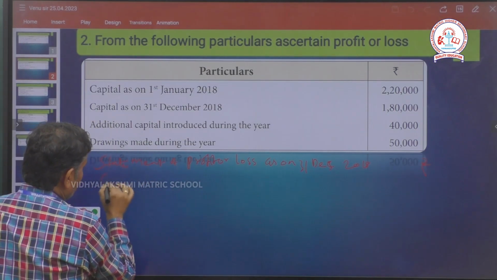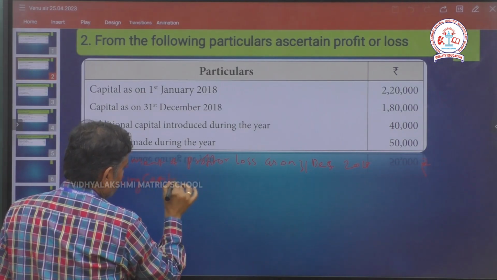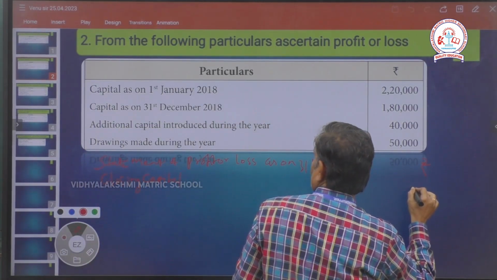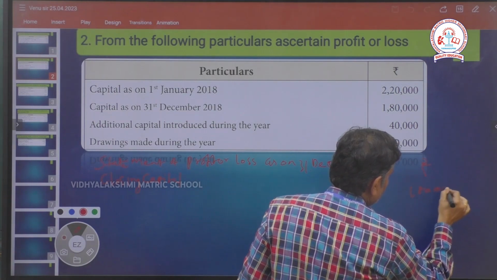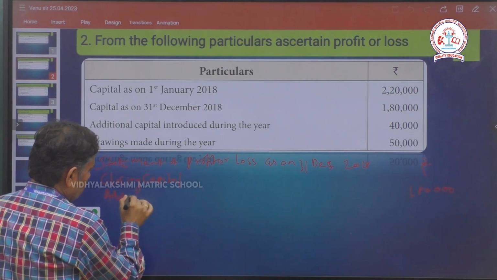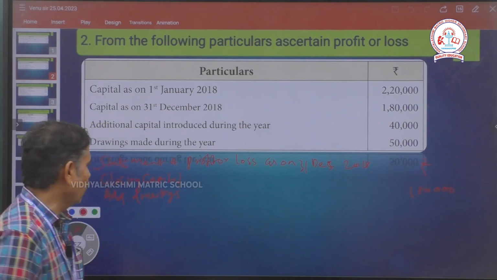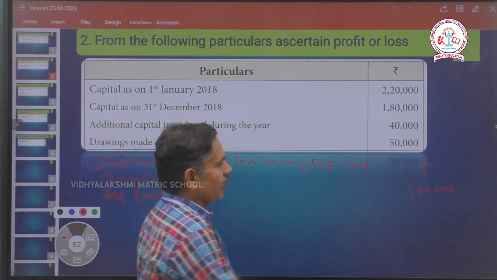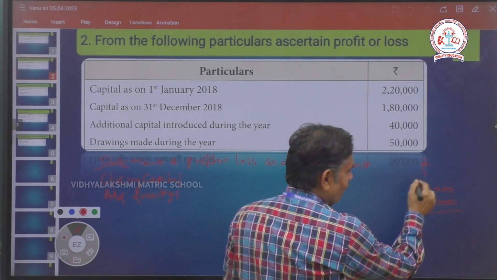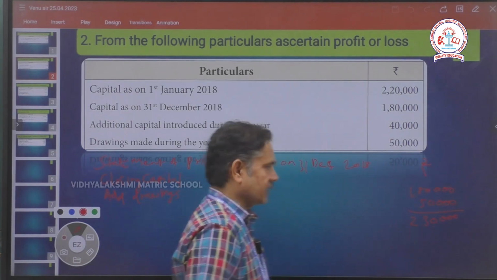First one, we will take closing capital. What is the value? Good, 1,80,000. Right. Then next one, add drawings. Here the drawings value is given, 50,000. So 1,80,000 plus 50,000 is 2,30,000. Very good.